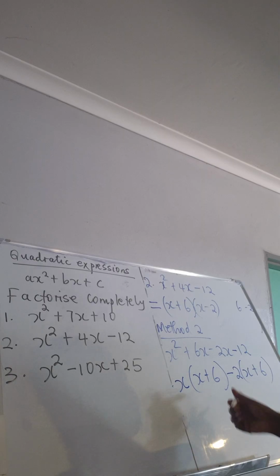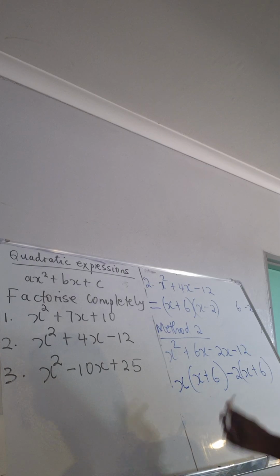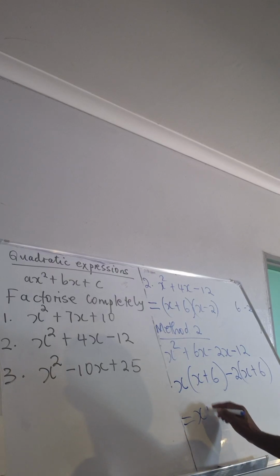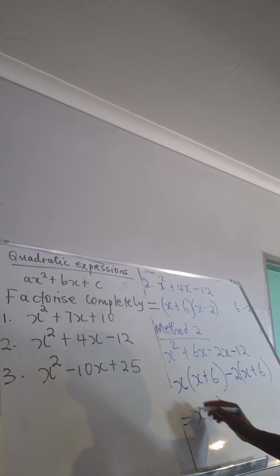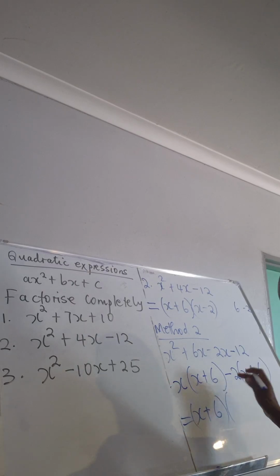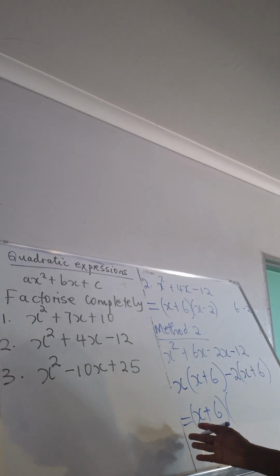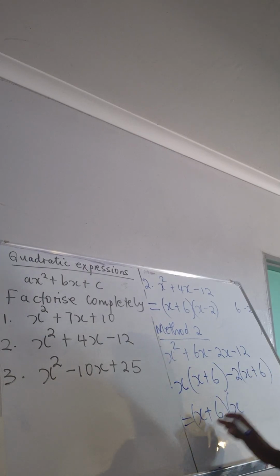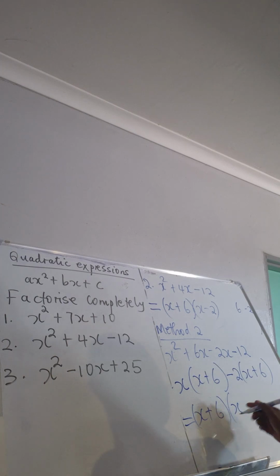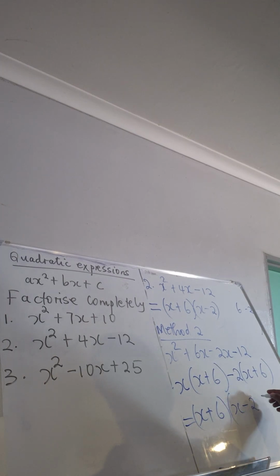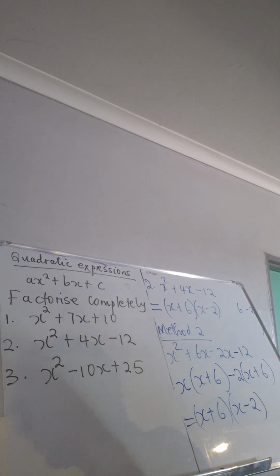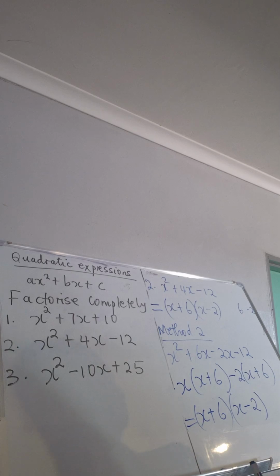So now, there's a common factor again. The common factor is x plus 6 this time. So x plus 6 outside the brackets. Then you divide this whole expression by x plus 6. X plus 6 will cancel, then you will leave x. Then divide this whole expression by x plus 6. X plus 6 will cancel and leave minus 2. So this answer and that one are the same. So you choose the method that is best for you.